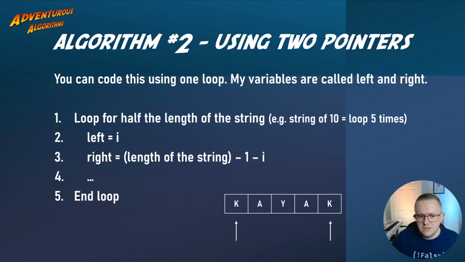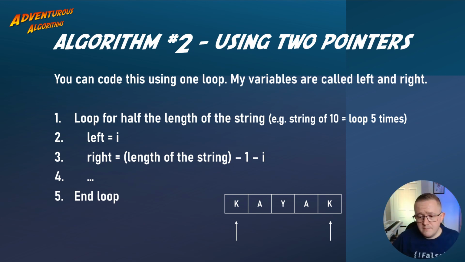So I'm saying that left equals I, and I'm just assuming that I is my variable that's the loop counter. Left equals I, and right is the length of the string minus 1 minus I. Length of the string minus 1 means I'm starting on the right hand side, and then minus I is because we're going to keep moving in, right? I don't just want it always to be the length of the string, because the string is going to be the same length. We're not chopping the characters off. So we're going to come in by more each time.